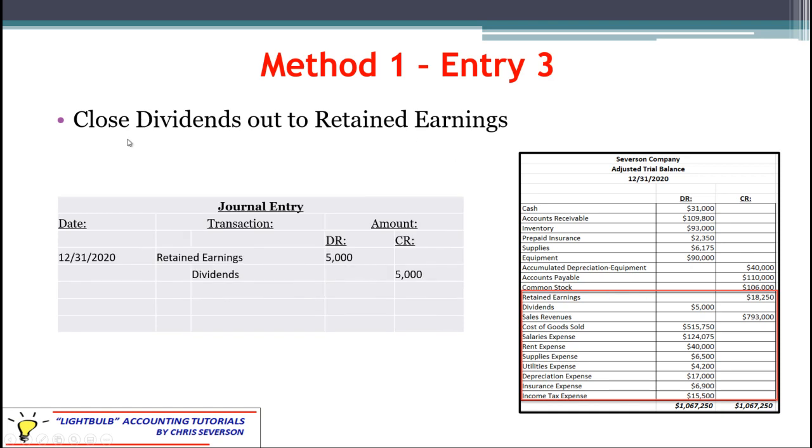Finally, we will close dividends out to retained earnings. And what we'll do there is dividends, just like expenses, they have a normal debit balance, or I should say they have a debit balance in this case. So we're crediting the dividends, which reduces it down to 0. The debit to this journal entry is going to be a debit to retained earnings for that same $5,000. That also subtracts out of retained earnings, and we're good to go.